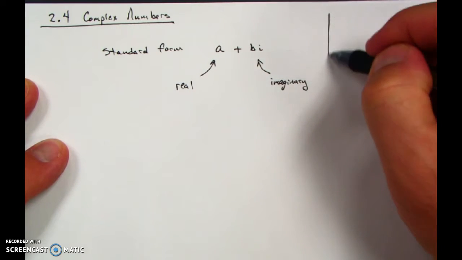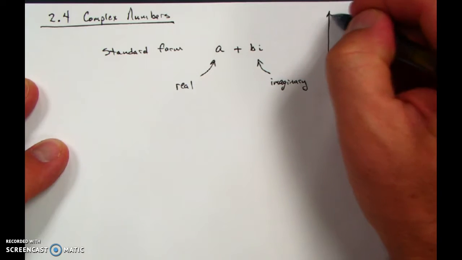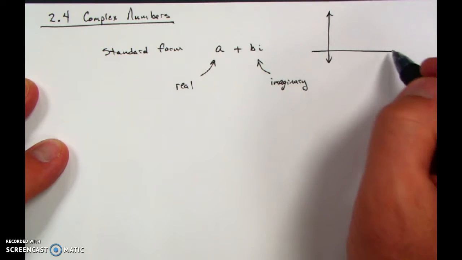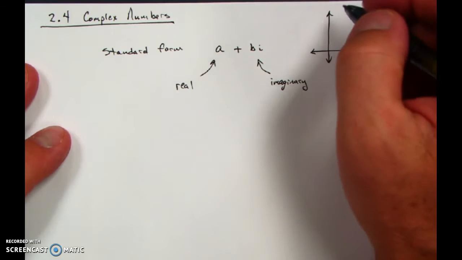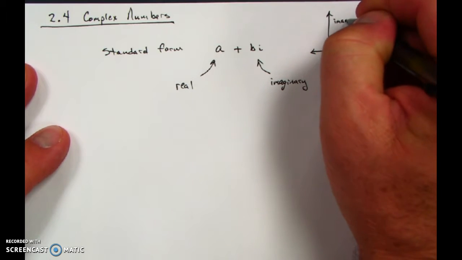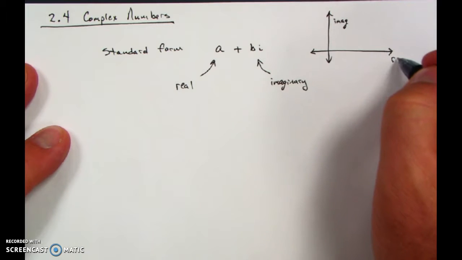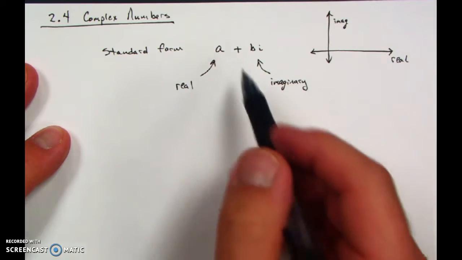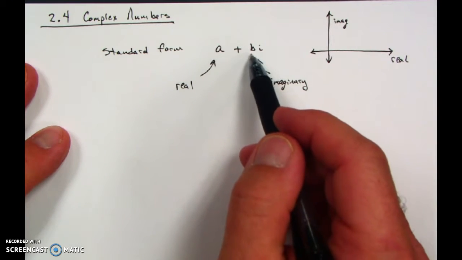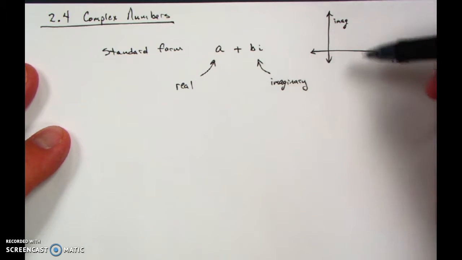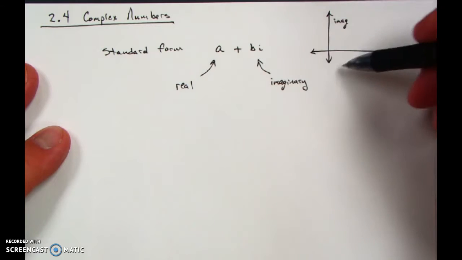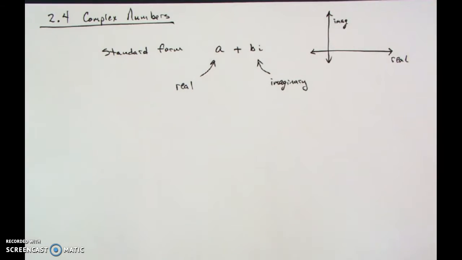So if you think of it as the complex number plane, we have an imaginary axis, and then we have a real axis. And so real numbers really have 0 for a b value, and they are on that real axis. When we get into the imaginary part is now when we have that other portion.